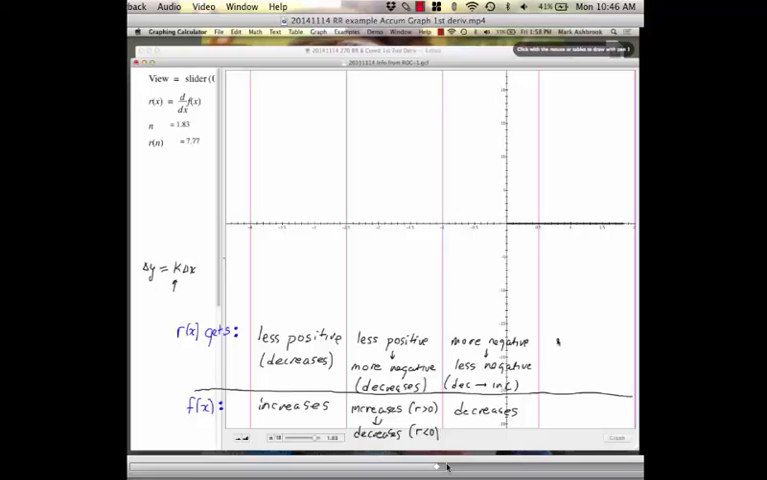That's right. And therefore F, what about F in that case then? Okay, so the rate is getting less negative, but it's negative. So the accumulation will start off decreasing, and then the rate turns positive, so the accumulation will increase.